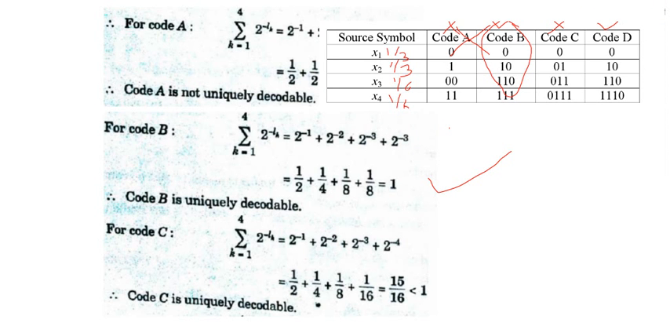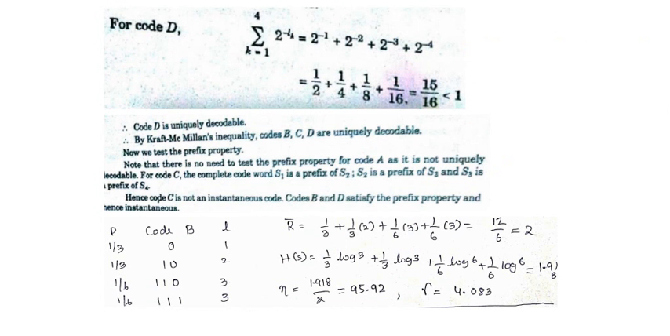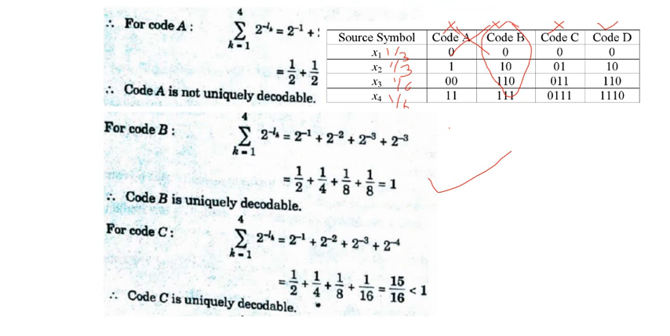And next, for code D, the code word lengths are 1 2 3 4 again. Again this summation will be 15 by 16, that is less than 1. So code D is also uniquely decodable. So from these 4 codes, code A and code C are not uniquely decodable. Code B and code D are decodable.